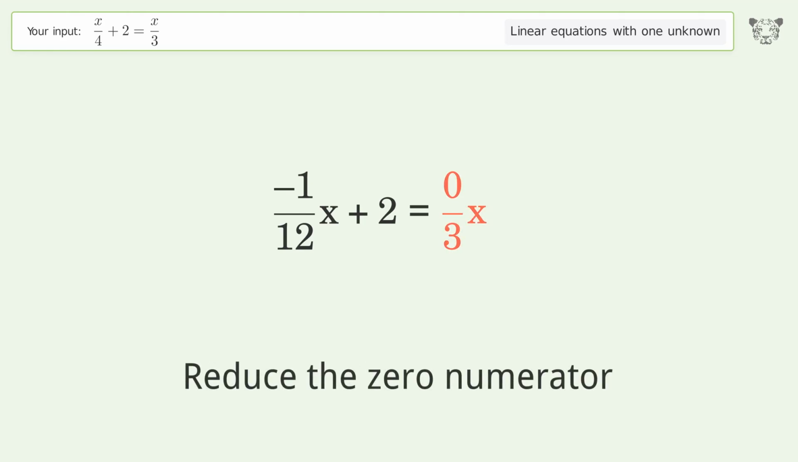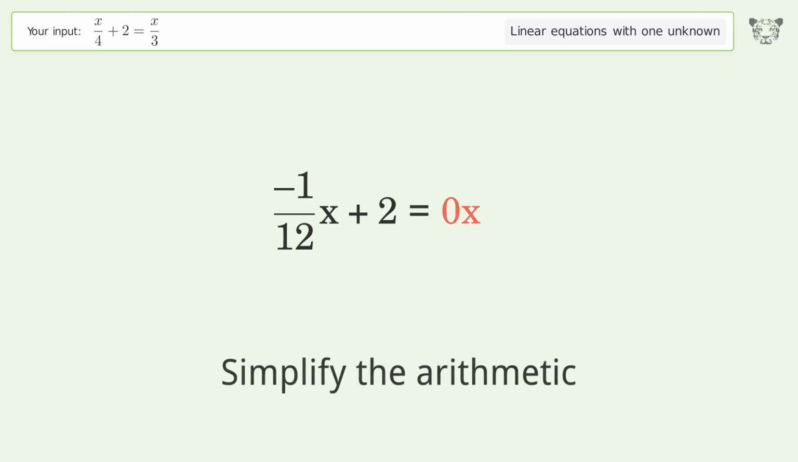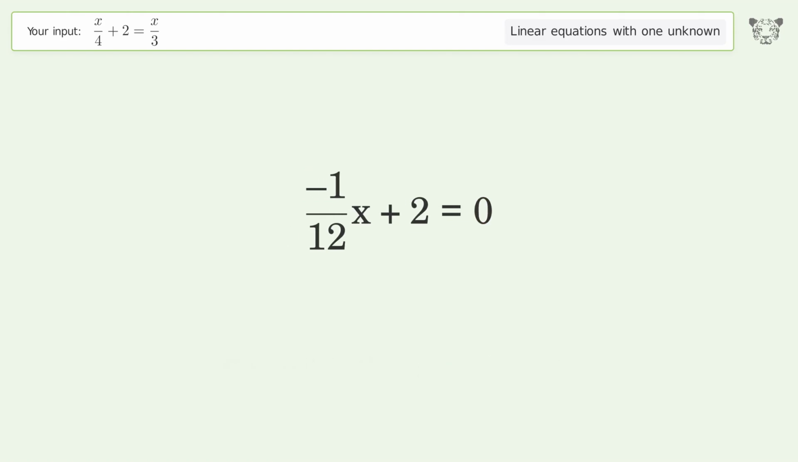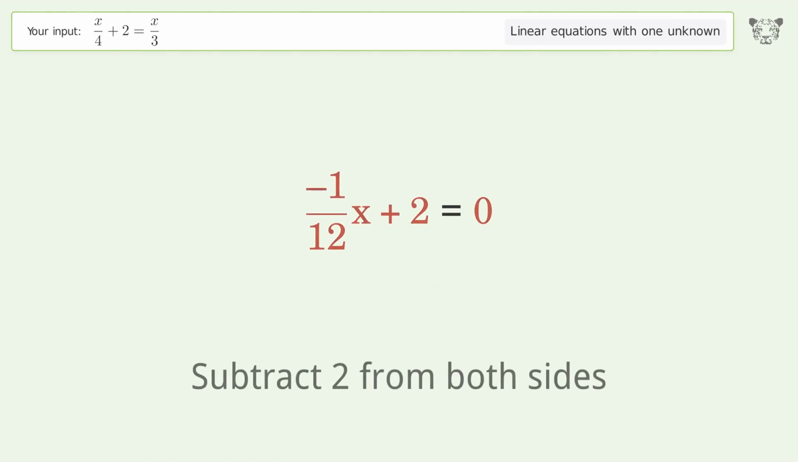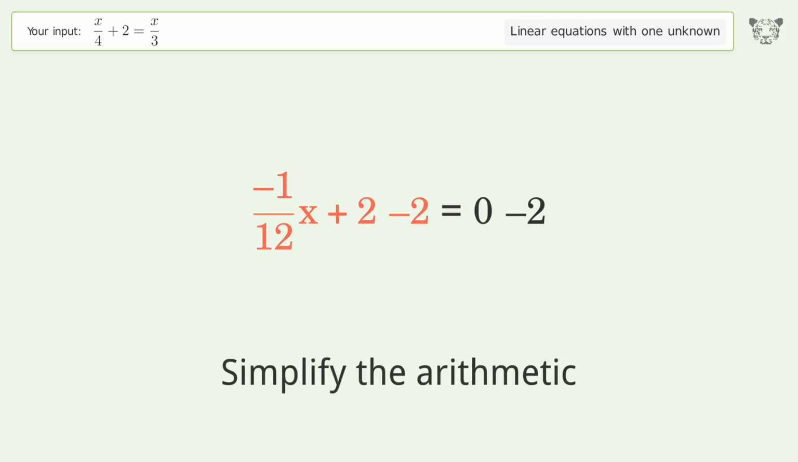Reduce the zero numerator. Simplify the arithmetic. Group all constants on the right side of the equation. Subtract 2 from both sides. Simplify the arithmetic.